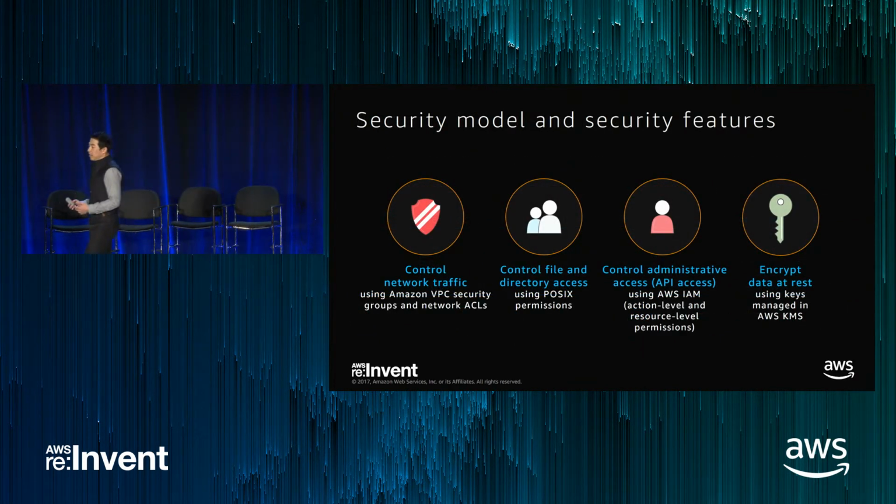We offer security at 4 different levels in EFS. We can control network traffic within your VPC using security groups and the network ACLs. We control file and directory access using standard POSIX permissions. We control administrative access to the API using AWS IAM. And we can encrypt data at rest using keys managed by KMS.